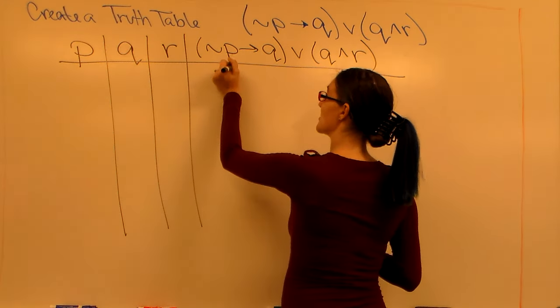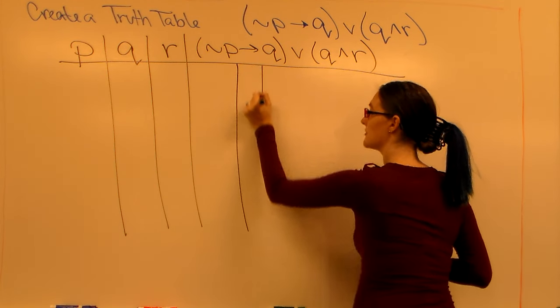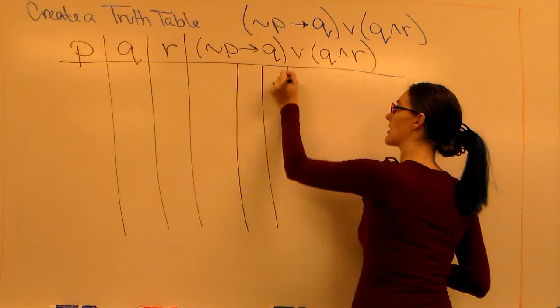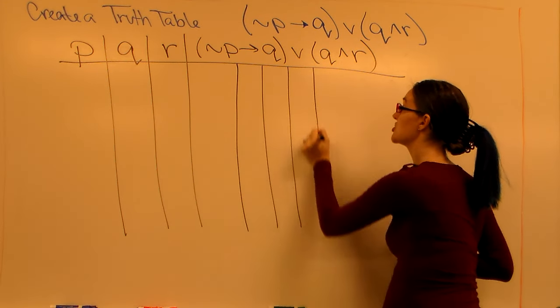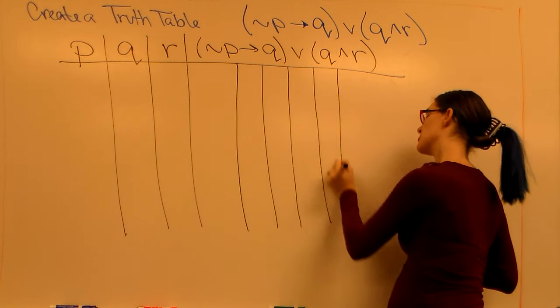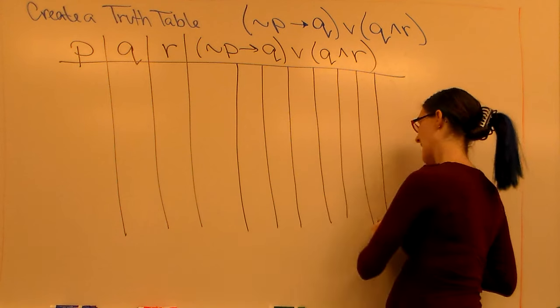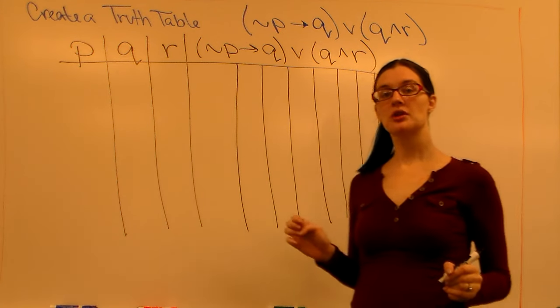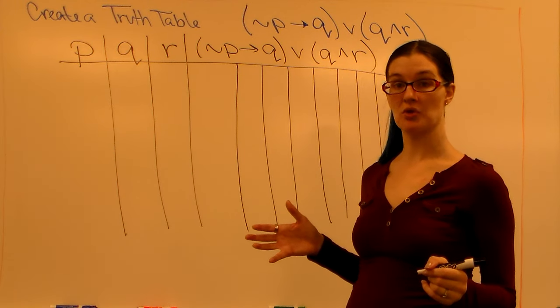Okay. Then we're gonna look and say, okay, I'm gonna create a column for not P, a column for the conditional, a column for the Q, the disjunction, the Q, the conjunction, and the R. Make sure you understand the names of these symbols.